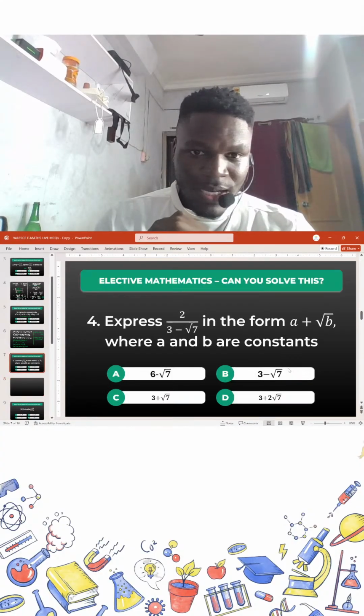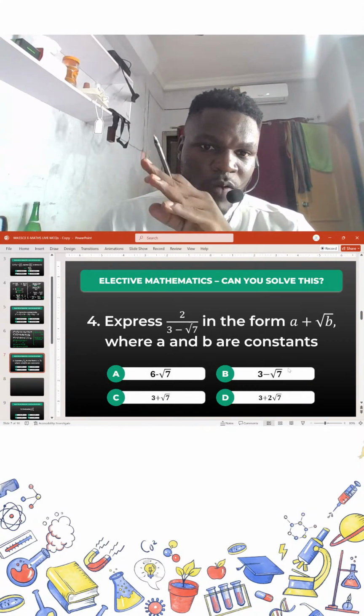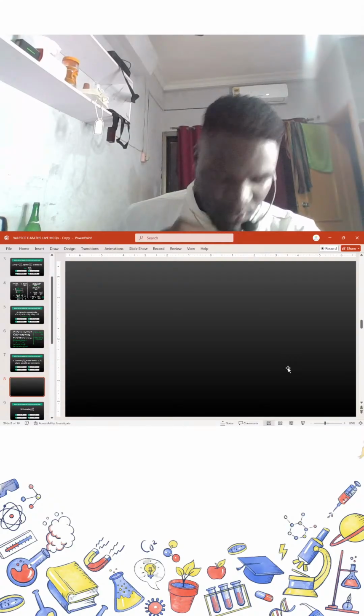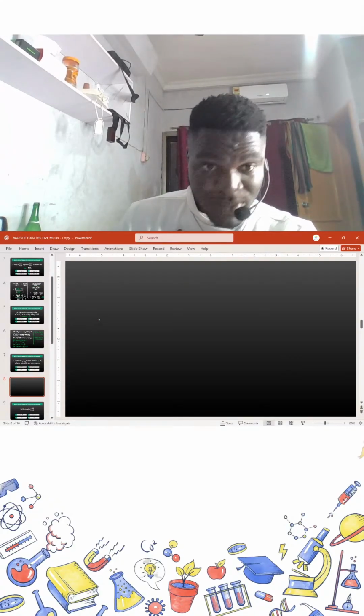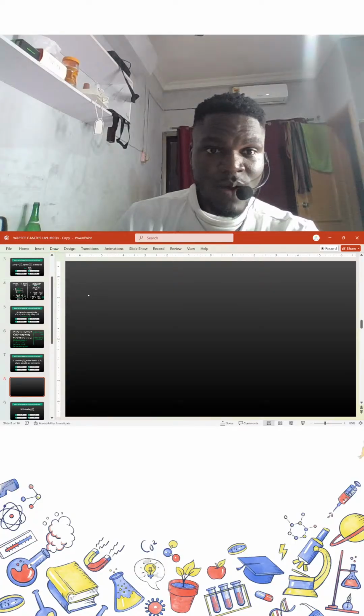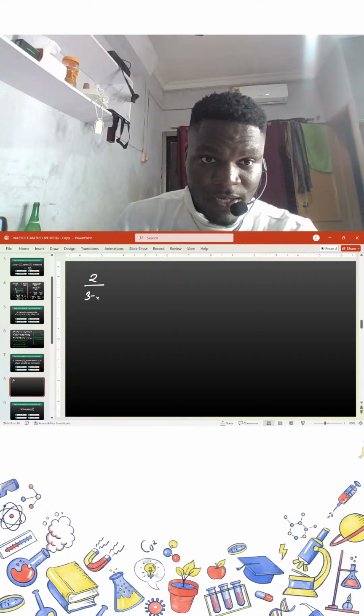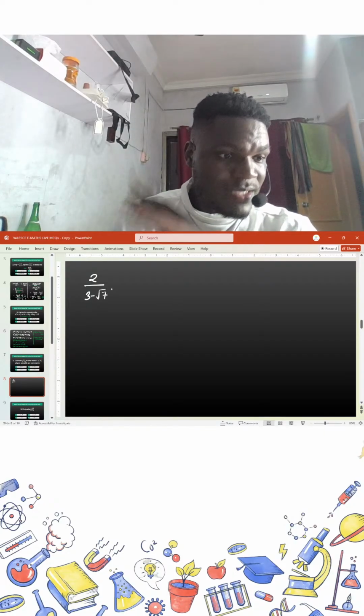All right, so like I said, this is the expression we have. We have 2 over 3 minus root 7. So let's look at the solution to that particular problem. As always, let's select our white pencil. So we have 2 over 3 minus root 7. This is what we have.